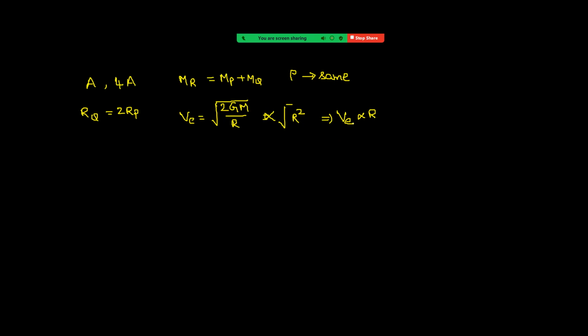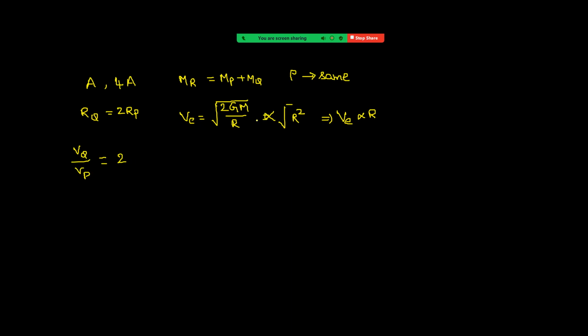So root r square, that is r. So escape velocity is proportional to r. Okay, right. Now see here what we can write. First thing we can say clearly is the ratio of escape velocity from Q by escape velocity from P. Q's radius is twice that of P, and we know here that velocity is proportional to r. Therefore, it is equal to 2. Directly we can say that.